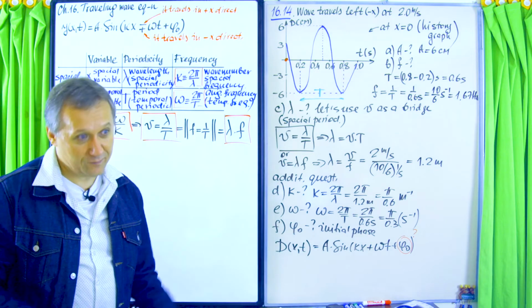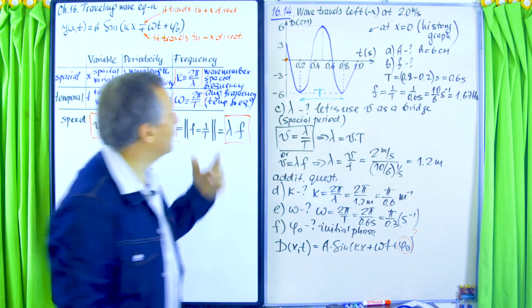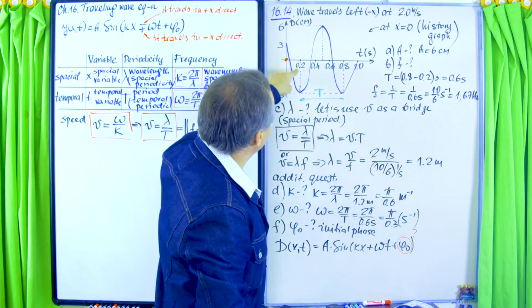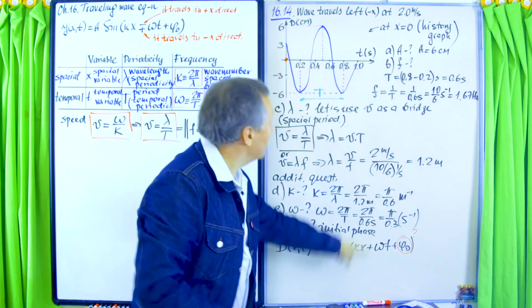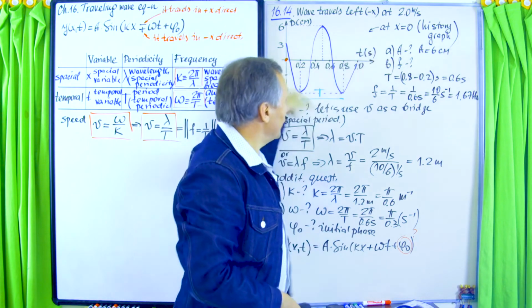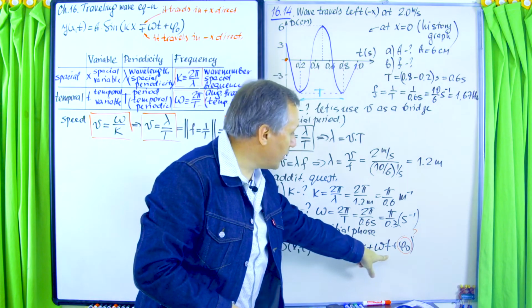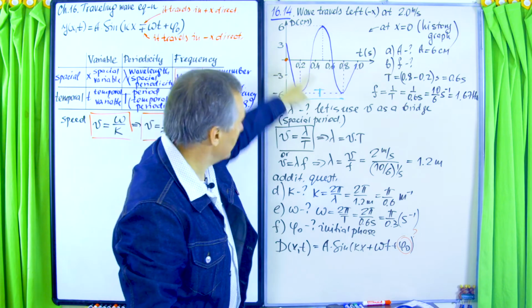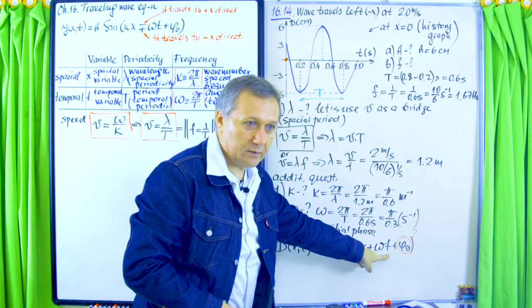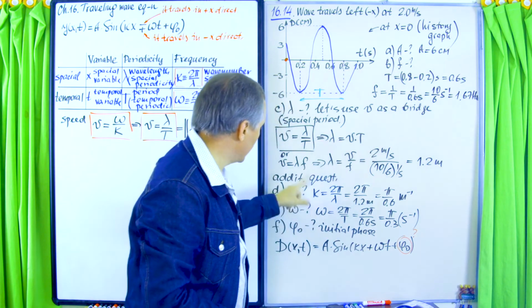You see? Very simple. But of course, nothing wrong if you, for example, take this point, 0.2 seconds. x is 0 anyway, because for all of these points, x equals 0. But now for time, you will not have 0, but you will have this 0.2 seconds. And of course, then you have to use omega.